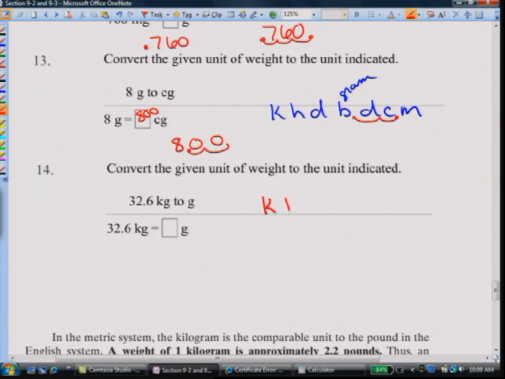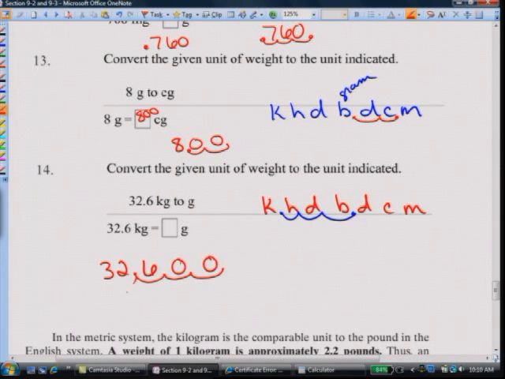All right, so a kilo to a gram. KHDBDCM. Okay, so we're at the kilo, and we want to get to the gram, which is your base. So you're going to go 1, 2, 3 places to the right. 32.6 kilograms is 1, 2, 3 places to the right: 32,600 grams. I was getting excited. 32,600 grams.